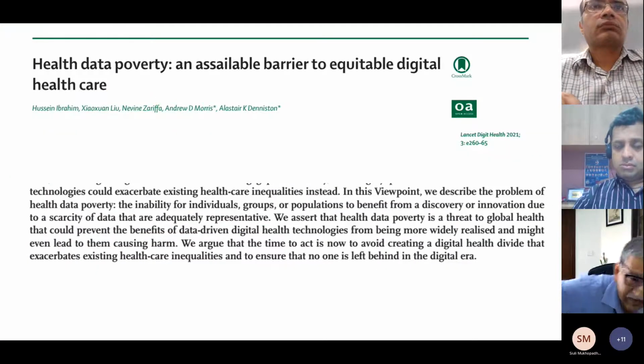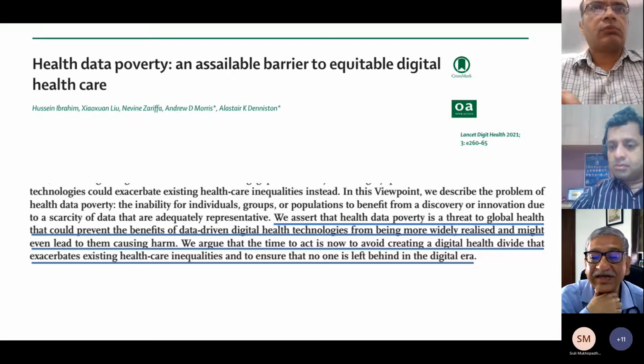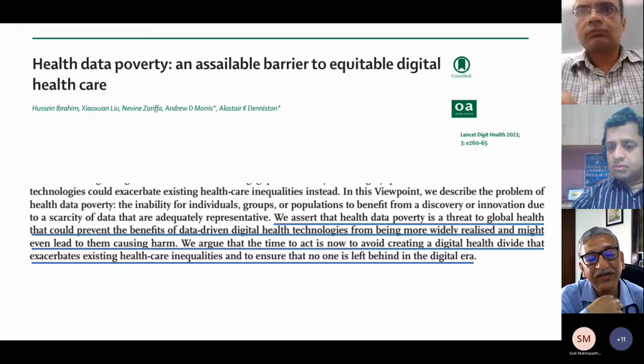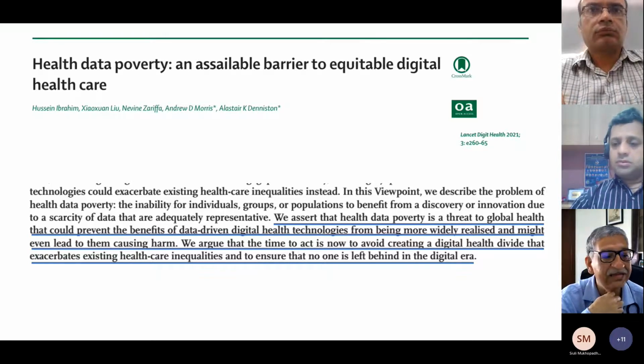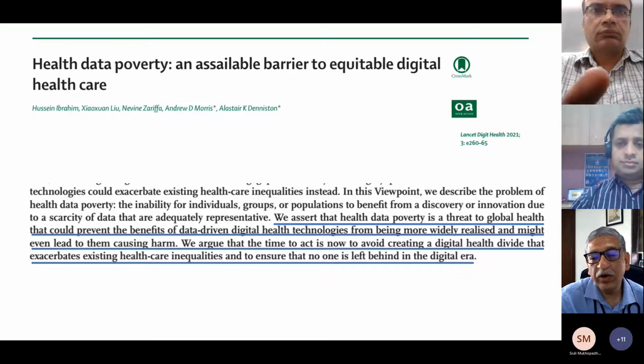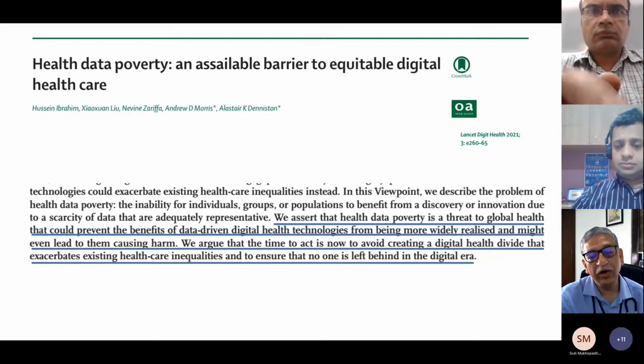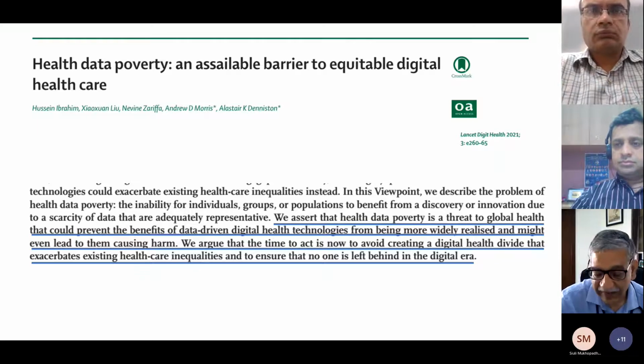This is a recent viewpoint that I took from the Lancet Digital Health on data poverty, and I will quote, "We assert that health data poverty is a threat to global health, which could prevent the benefits of data-driven health technologies from being more widely realized and might even lead to them causing harm. We argue that the time to act is now to avoid creating a digital health divide that exacerbates existing health inequalities and to ensure that no one is left behind in the digital era."